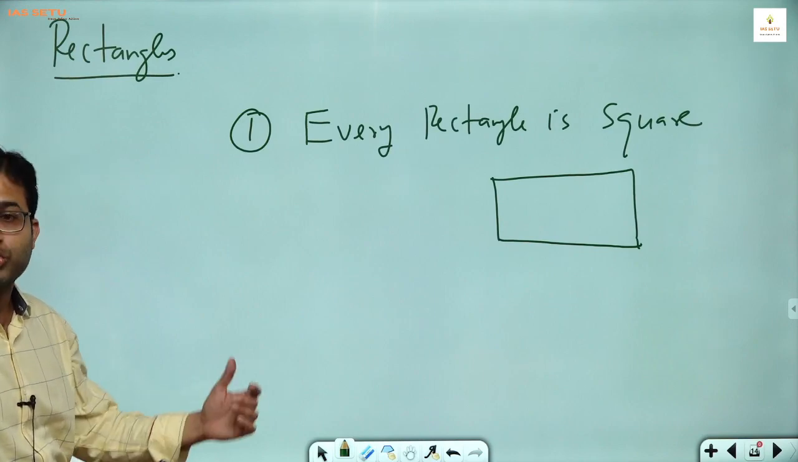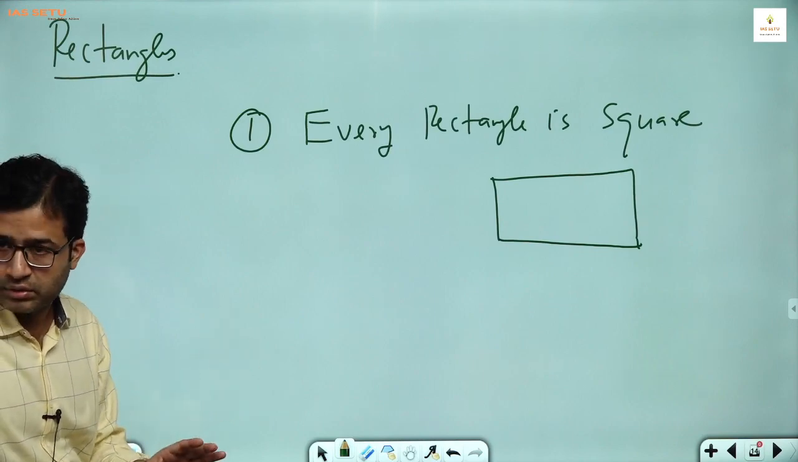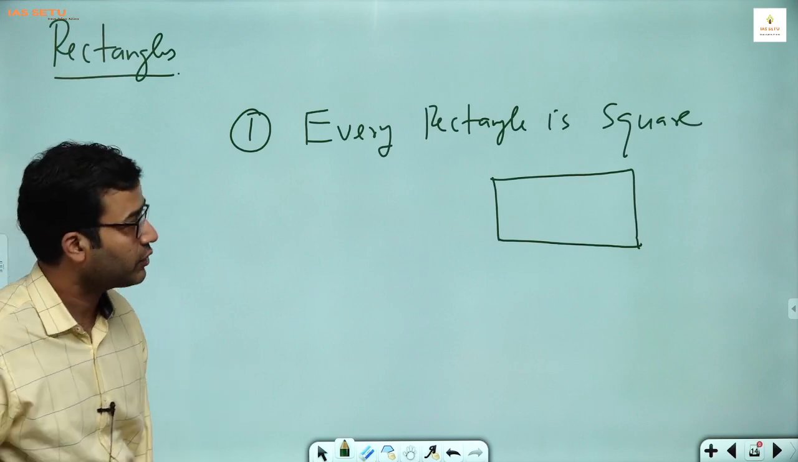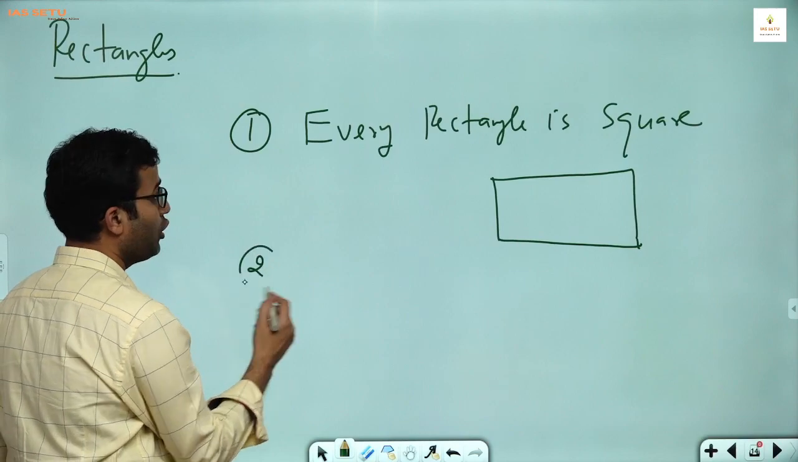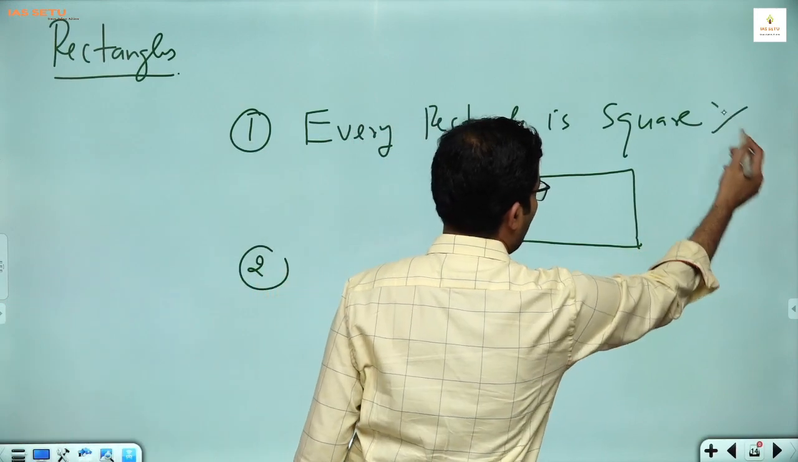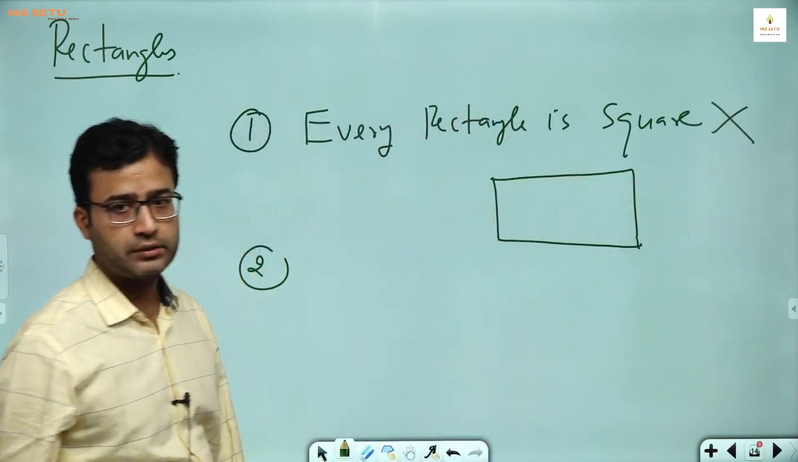Okay, because in a square all sides are equal. One extra property we have. That should be there, but other than that, all sides equal is also important. So the statement every rectangle is a square is wrong. This rectangle is not a square.